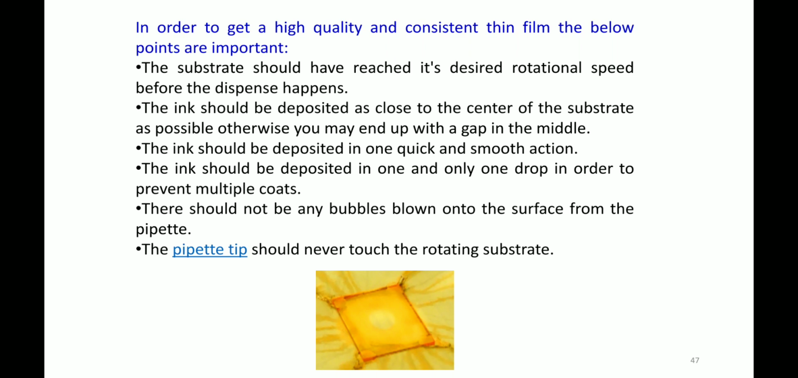The next is the ink should be deposited in one quick and smooth action. Suppose you want to insert 100 microliter of precursor, 100 microliter of ink, then in one shot you have to complete that 100 microliter. It should not be like first you pour 50 microliter and after 2 minutes you pour another 50 microliter, then the quality of the thin film will not be good. So it is better that you deposit your ink in one shot but with a smooth action. The ink should be deposited in one and only one drop in order to prevent multiple coats. If after some time you pour some liquid again, then what you will get is multiple layers of your material. It will not be a single thin film.